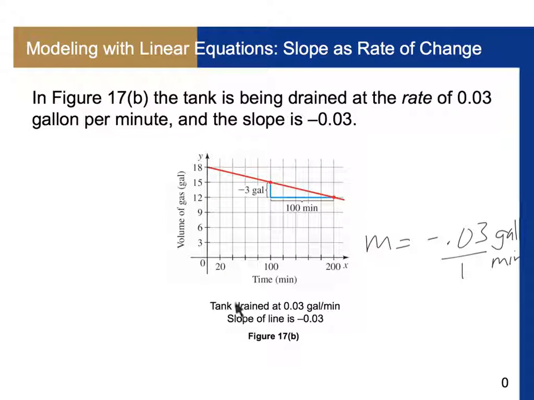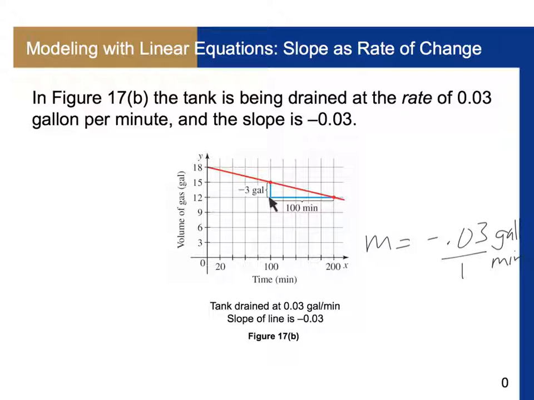Okay, let's look at an example where our tank is being drained. We have volume of the gas that's starting at 18, and as we go further in time, it's going down, so we're draining it. Our rate of draining at 0.03 gallons per minute is going to be a negative slope because we're decreasing the volume of the gas in the tank as time goes by. So we can say slope is minus 0.03, which is minus 0.03 gallons in 1 minute.